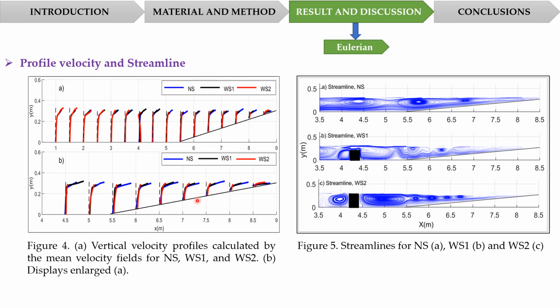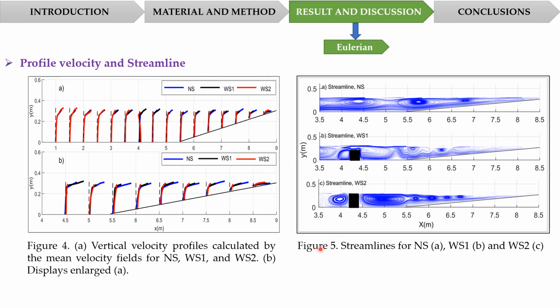WS1 height equals 0.2 meter and WS2 height equals 0.28 meter. In the vertical velocity profile at the location of the submerged structure, WS1 and WS2 are similar, with a strong shear layer developed at about 0.2 meter, and for non-structure NS, the shear layer has an increased magnitude at about 0.3 meter in the nearshore.